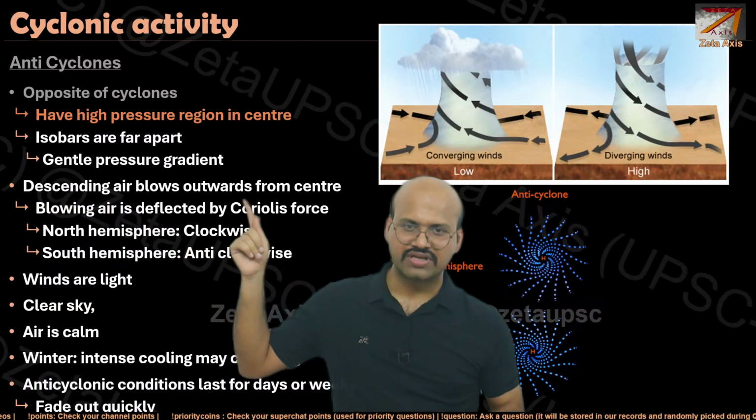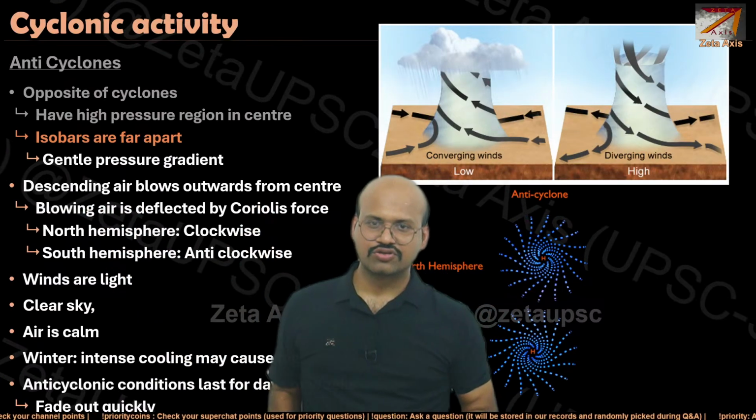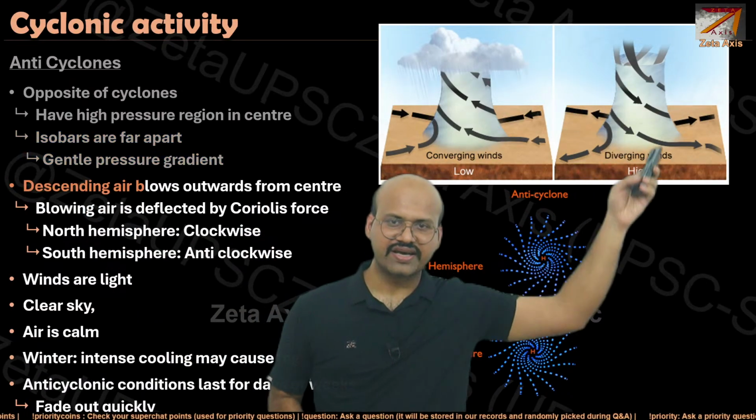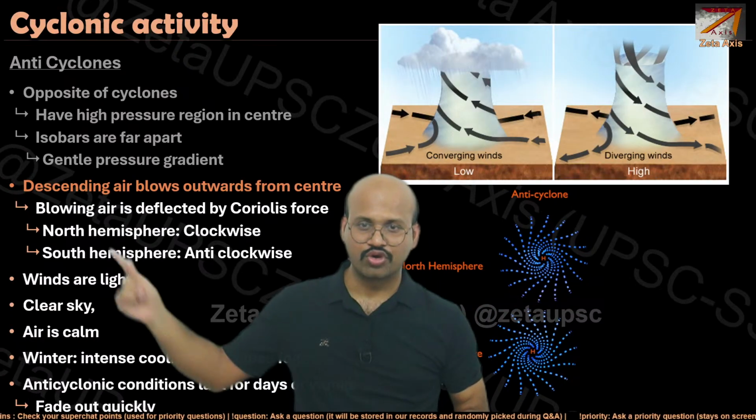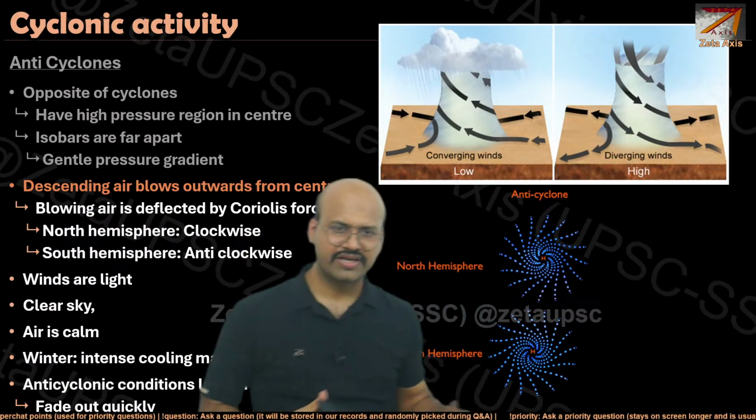Descending air blows outwards from the center. So we have seen here that the descending air is moving away from the center. Blowing air is deflected by the Coriolis force. So here is an example.